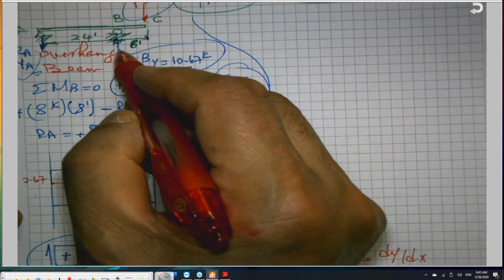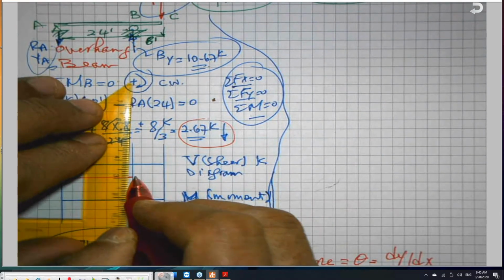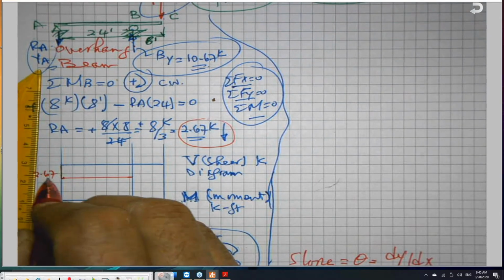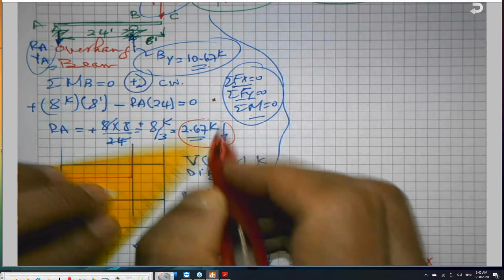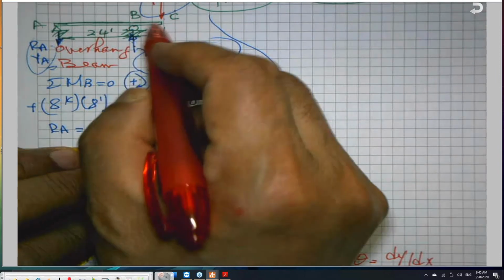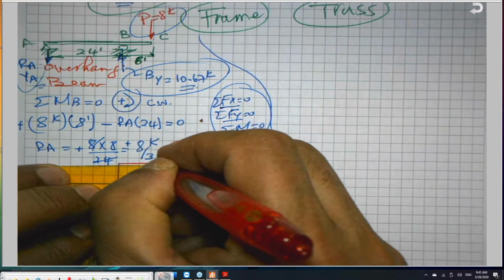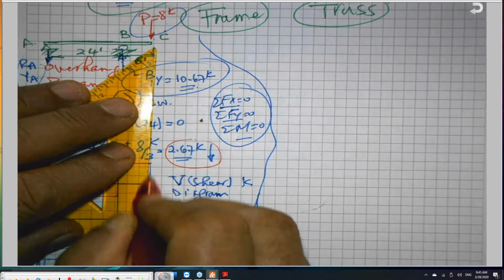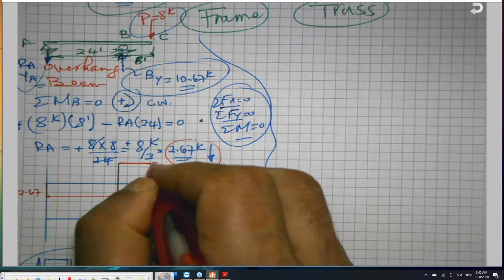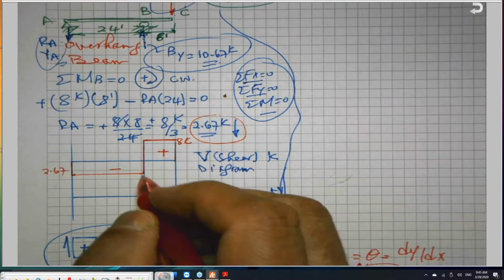Here I will hit the reaction at support B. I will go up 10.67, but already I have 2.67 down here. So this will push me up 8 kips. And I will go horizontal between B and C because there is no load in between until I hit the 8 kips, and the 8 kips will bring me back and I cross the axis of the shear diagram. So this is 8 kips, and this is positive and this is negative. And this is the shear diagram.